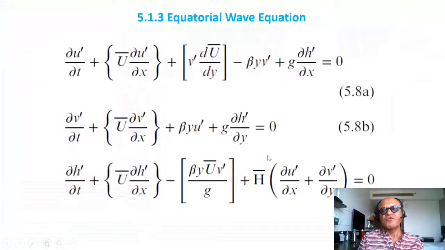As I said, some of you probably figured out that when we linearize equations, typically we go on to look for waveform solutions. So we ended up with these equations in terms of perturbation velocities and perturbation sea surface height with its gradient: the zonal, meridional, and the vertical equations.